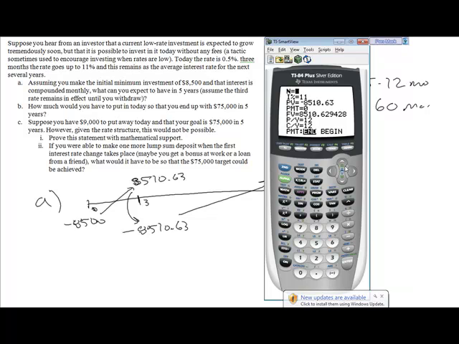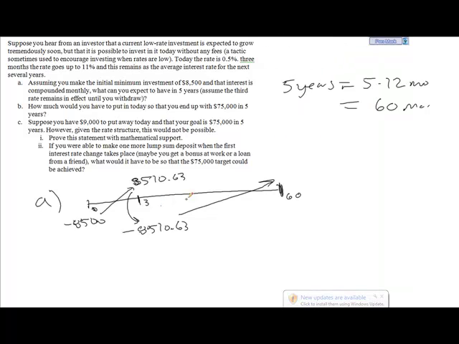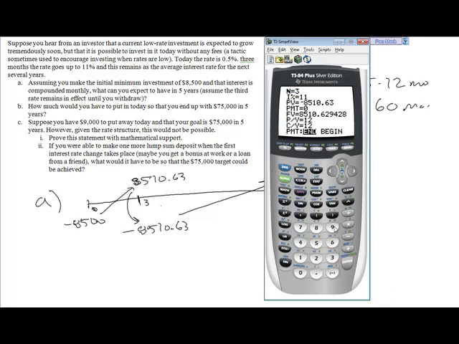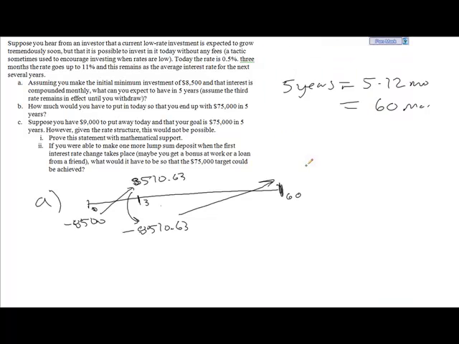Now, how many months is this going to be for? Well, it starts at 3 and it goes all the way to 60. So that's 57 months worth of time. So I'm going to type in 57, interest rate 11, present value negative 8510.63, and I'm going to calculate my future value, which is going to be $14,316.83. So there's my balance after 5 years, assuming that this 11% interest rate continues for the remaining 57 months.